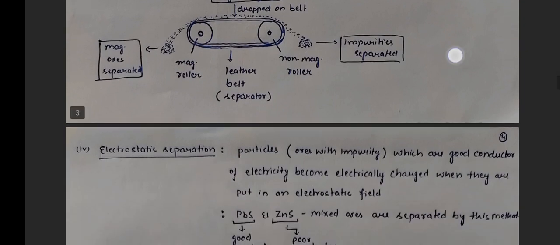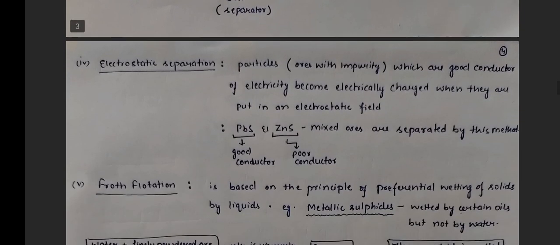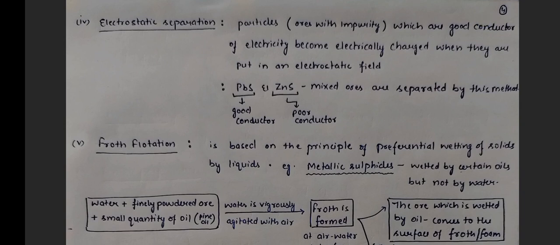Next one is electrostatic separation. That is, ores with impurities which are good conductor of electricity become electrically charged when they are put in an electrostatic field, like PbS is a good conductor and ZnS is a poor conductor. Mixed ores are separated by this method.